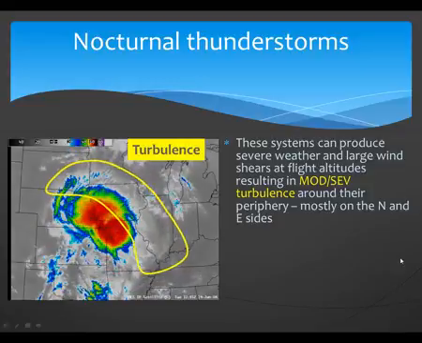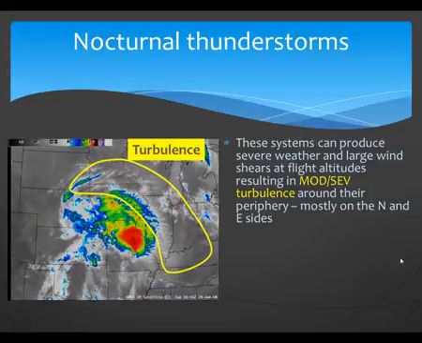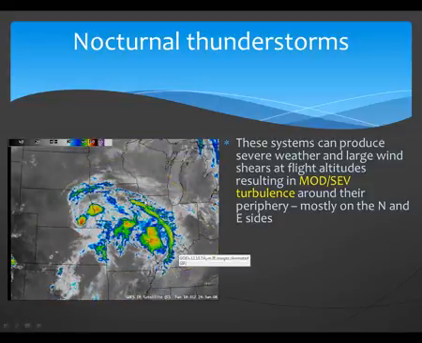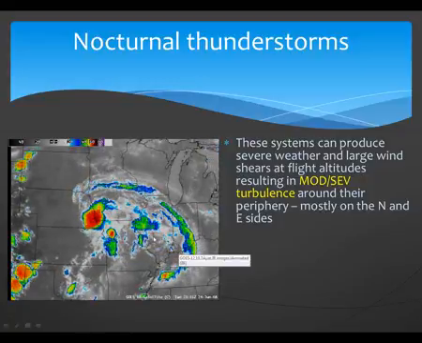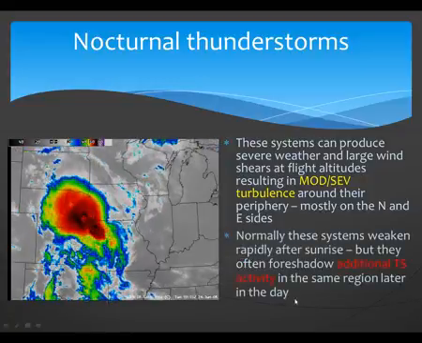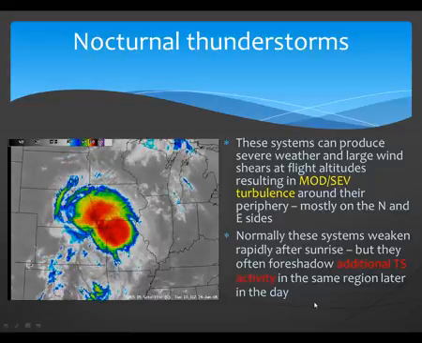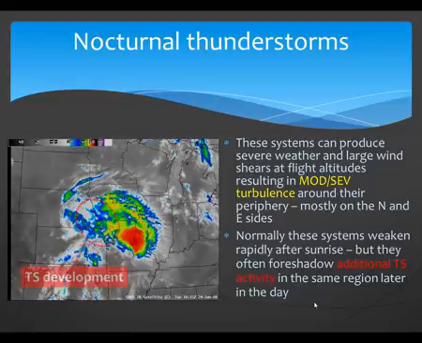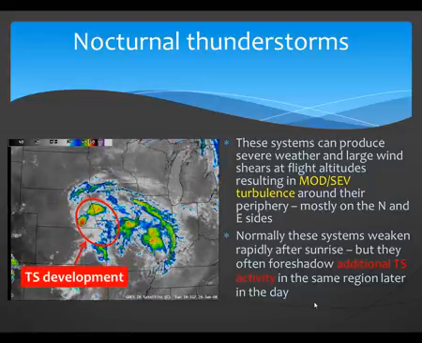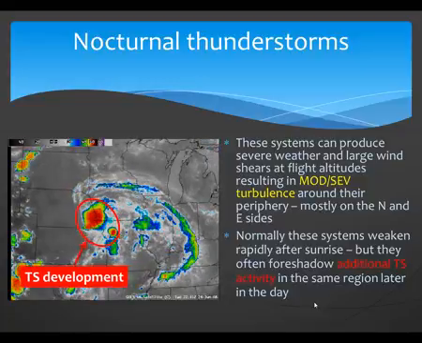These systems can produce severe weather and large wind shears, which result in turbulent areas on the north and east sides of the thunderstorms. And again, normally these systems weaken rapidly after sunrise, but they often foreshadow additional thunderstorm development in the same region later in the day.